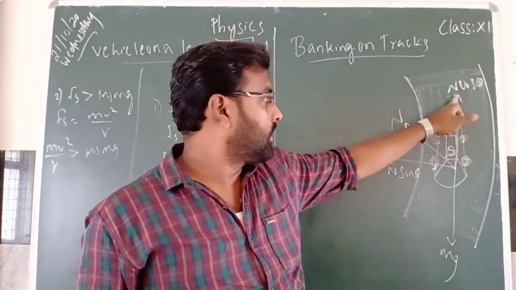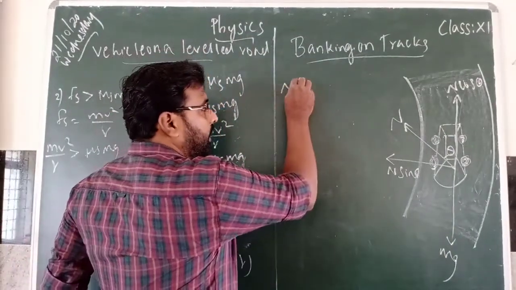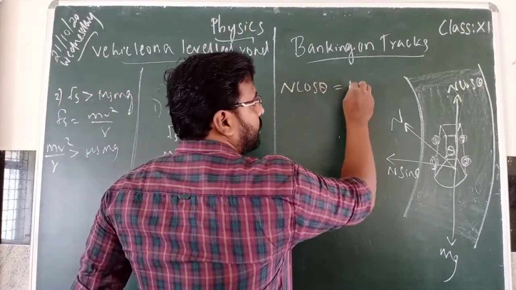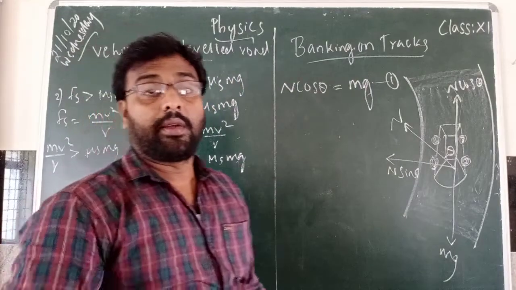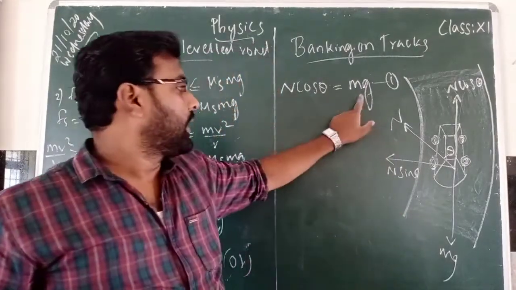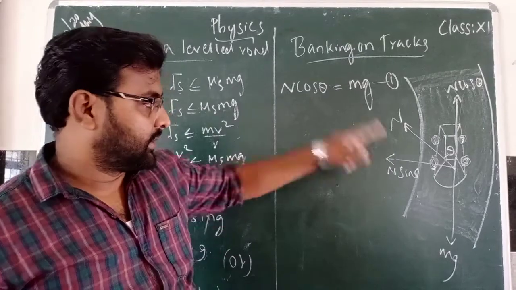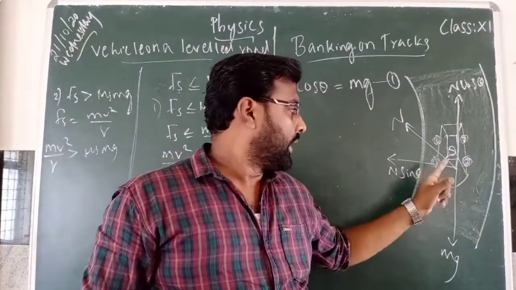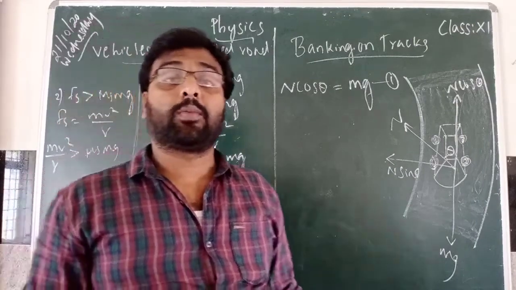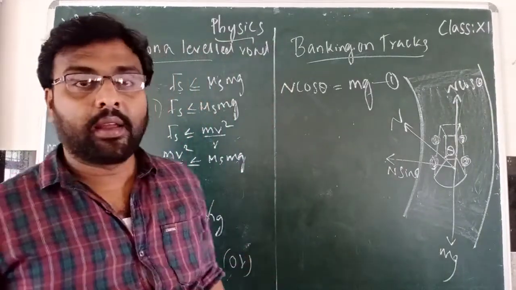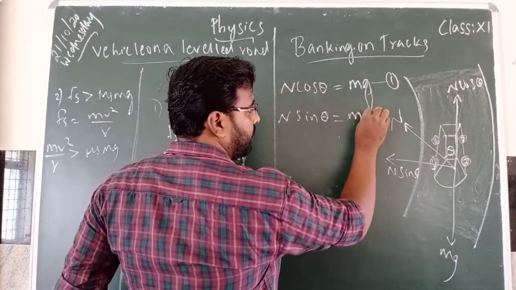Here n cos theta is used to balance the gravitational force. You can keep it as equation 1. Now n sin theta, what is this n sin theta? It provides the centripetal force. So this n sin theta provides the enough centripetal force. So you can write n sin theta equal to m v square by r.